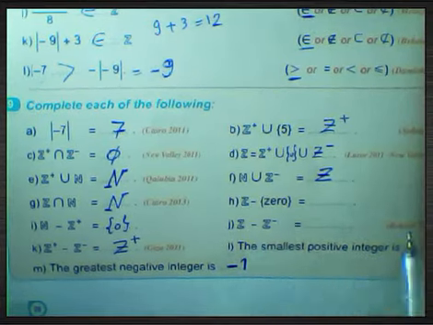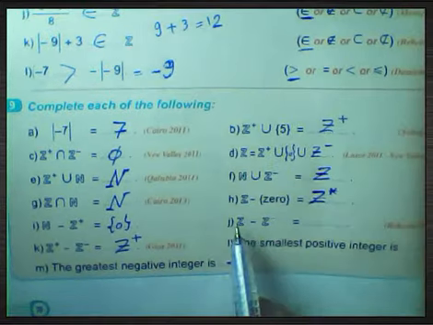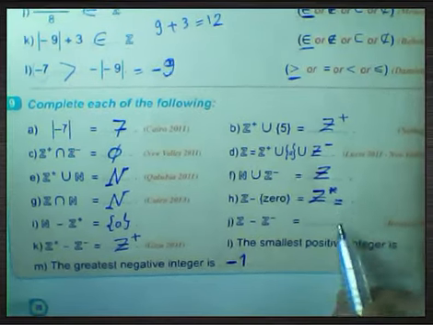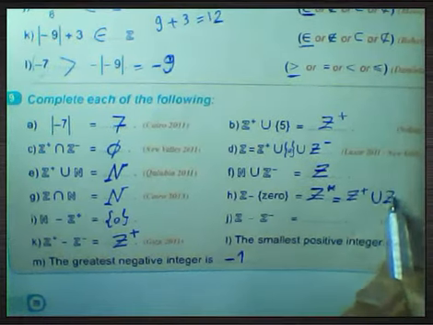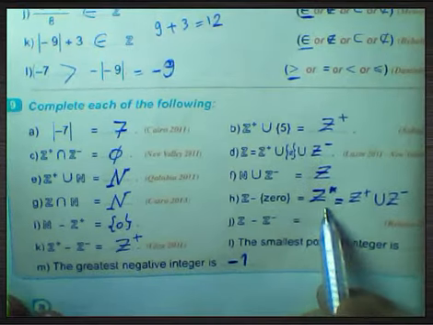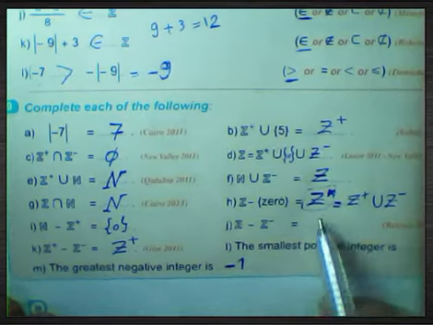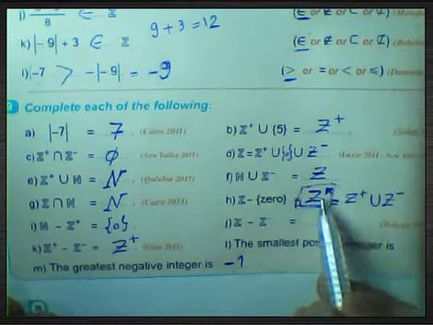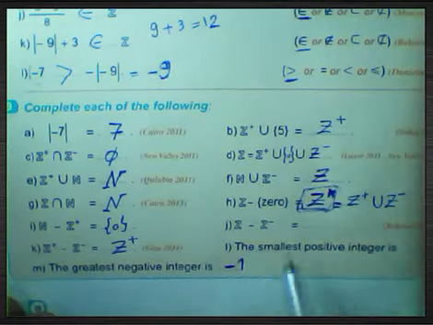Z subtract 0, it is Z star. Okay, Z star, we can write another answer, Z positive union Z negative. Z star refers to Z positive union Z negative, so the result will be Z star. It's your answer, Z star. Z subtract Z negative equal natural number.